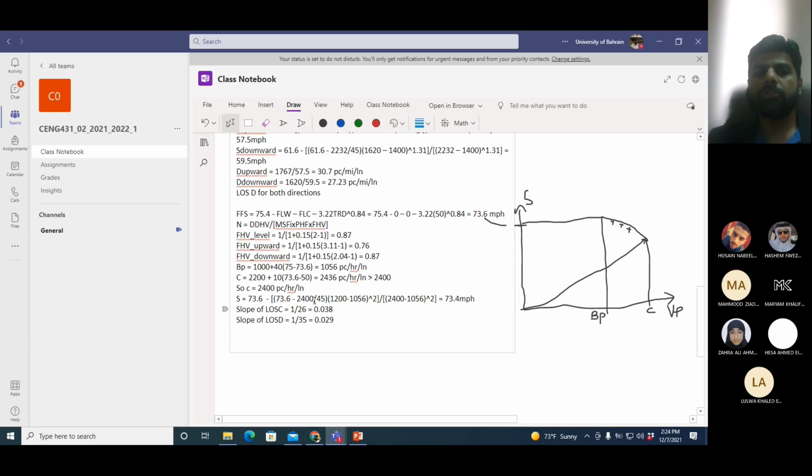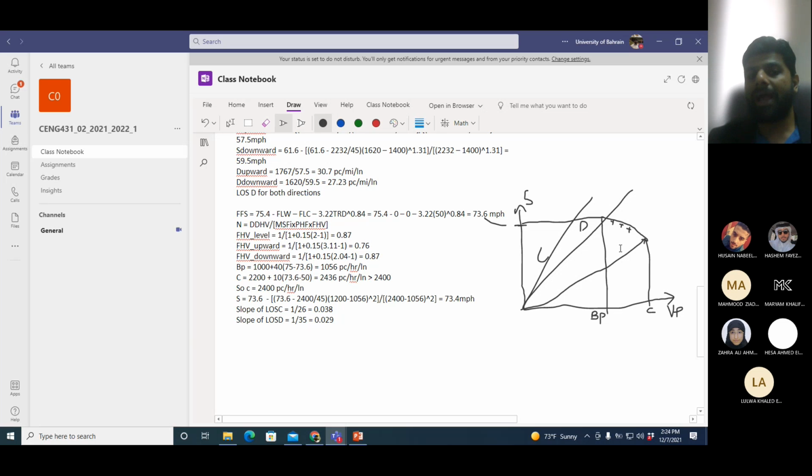So now draw a line again from the origin, which has a tangent theta of 0.038. Let's say this is the line. So this line represents level of service C. And draw another line which has a tangent theta equal to 0.029, and let's say this is the line, and this line represents level of service D.